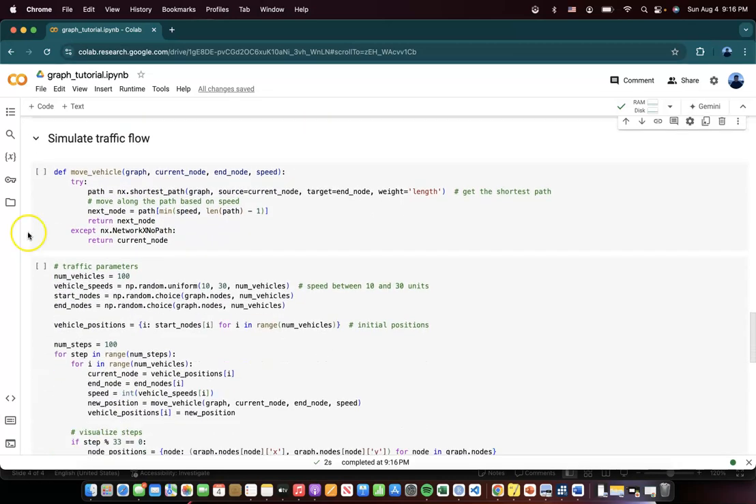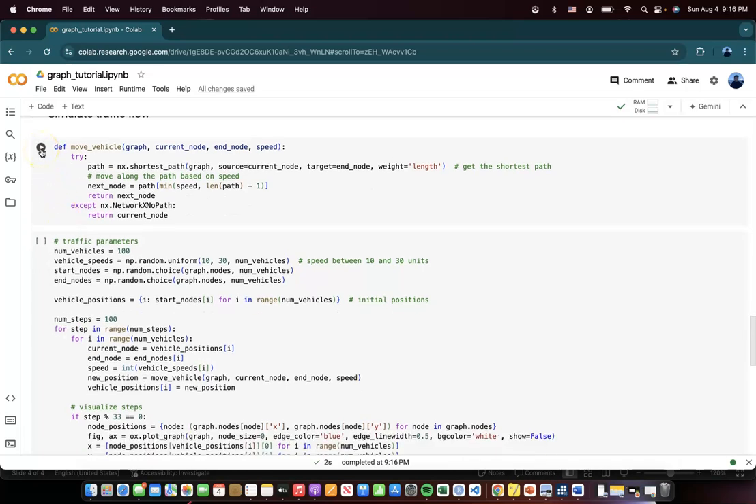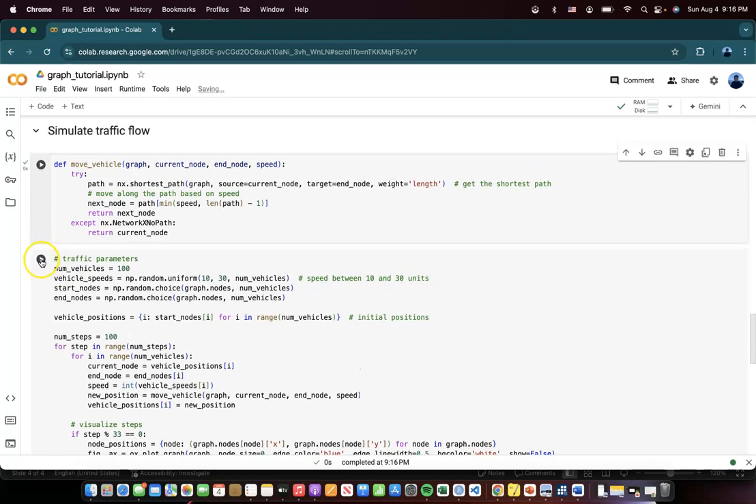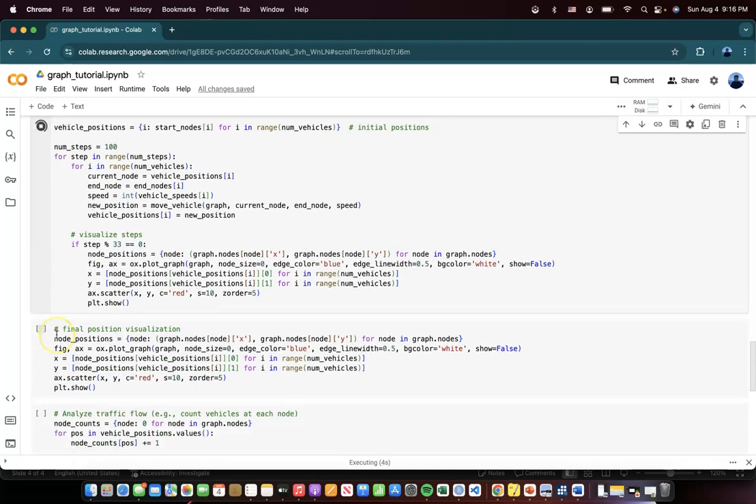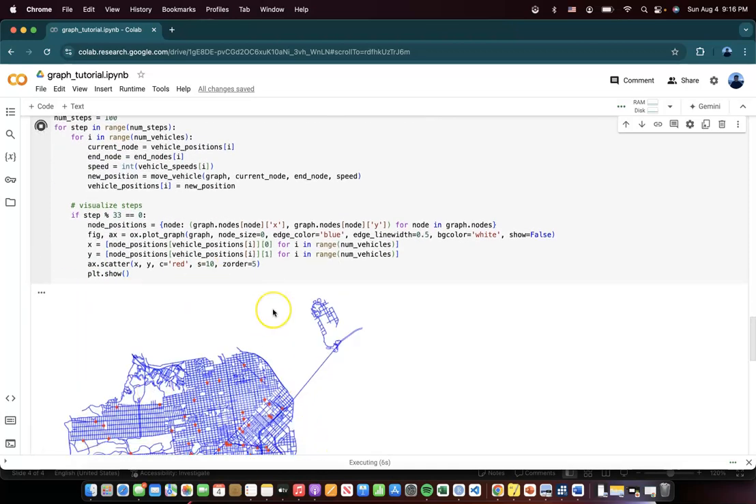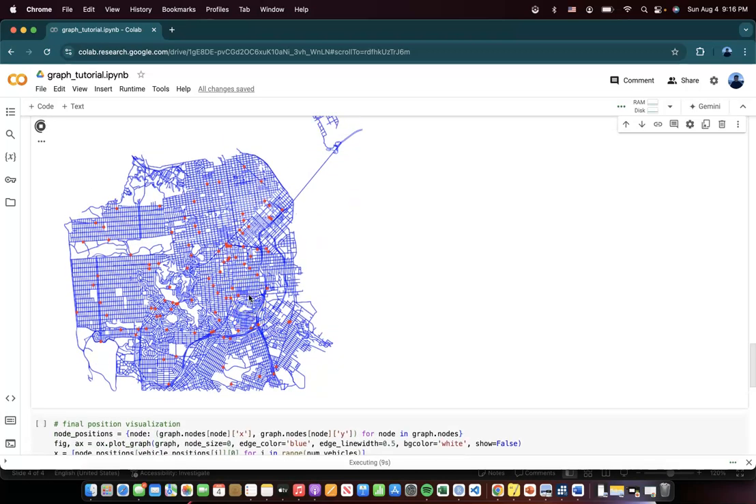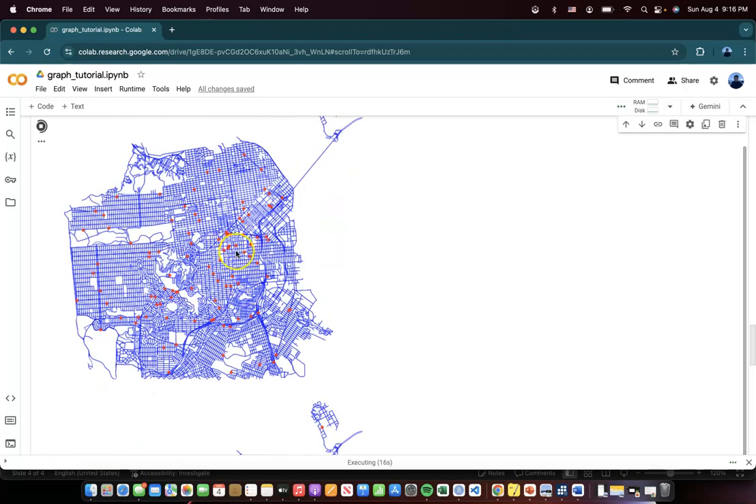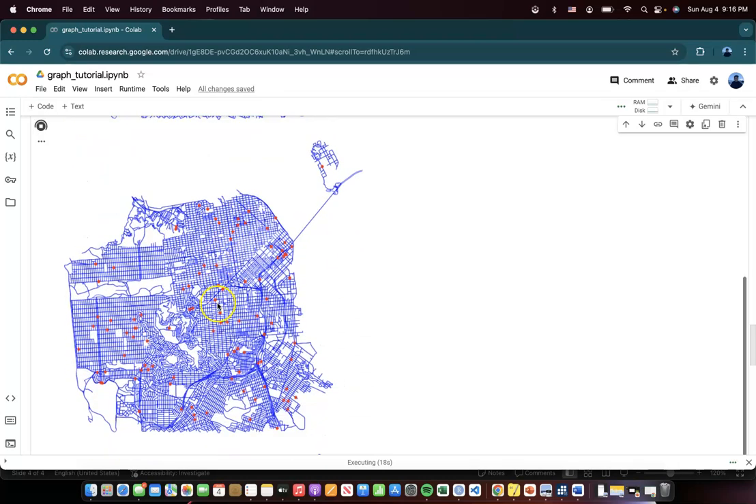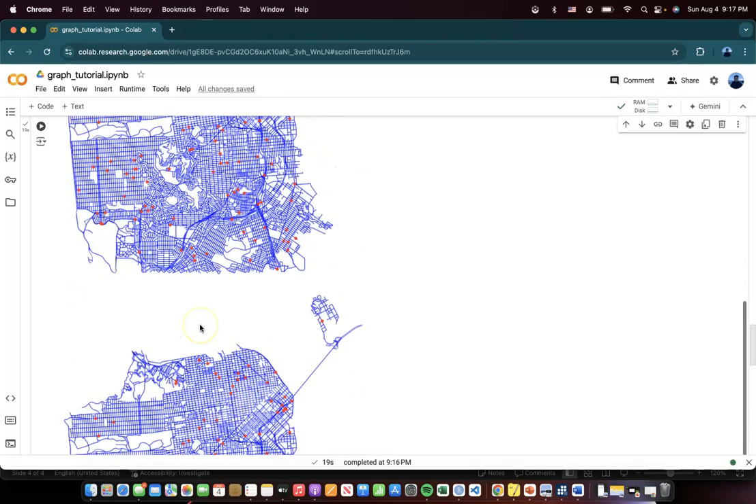All right, now let's simulate some traffic flow. So we're going to first define this function, which allows us to traverse through the graph. And then we're going to print out the graph at each time step. And so these red dots represent the different cars and their position. And so this is essentially tracking movement throughout the network.